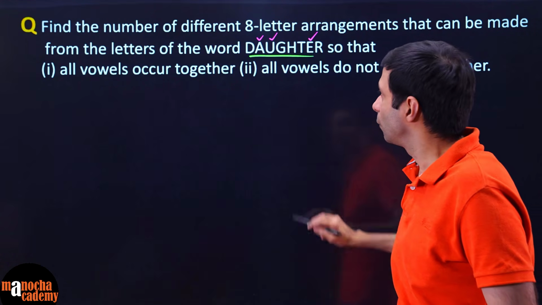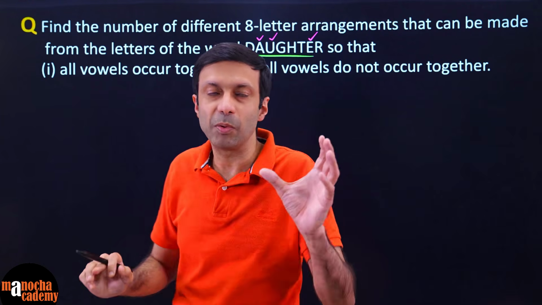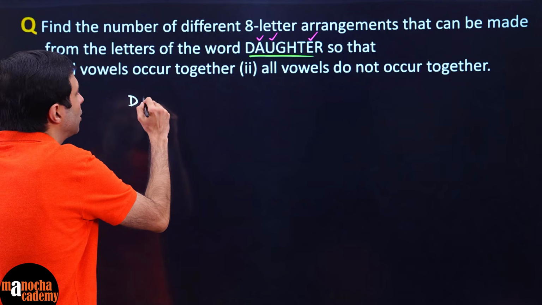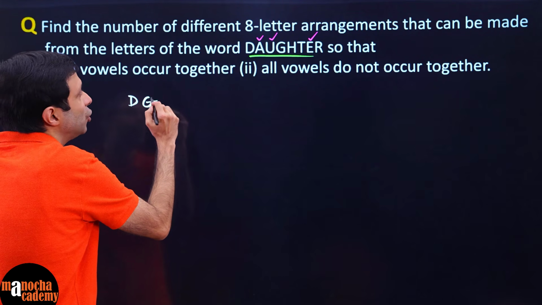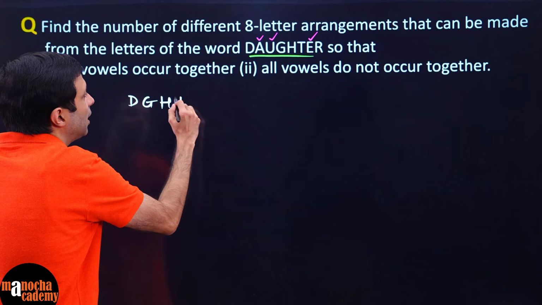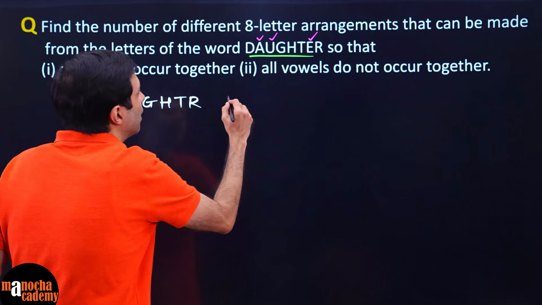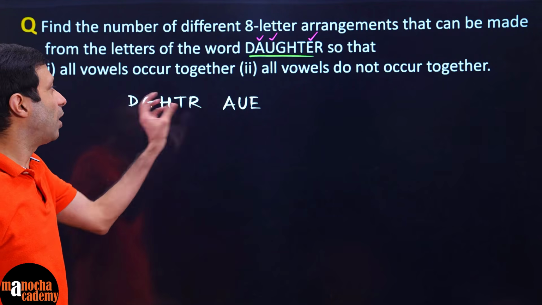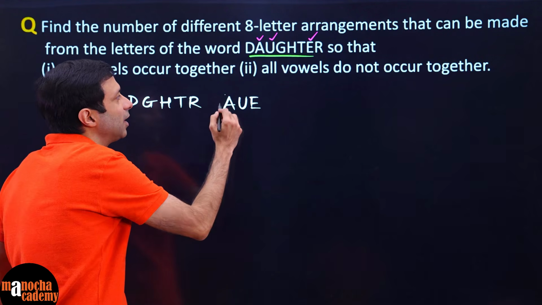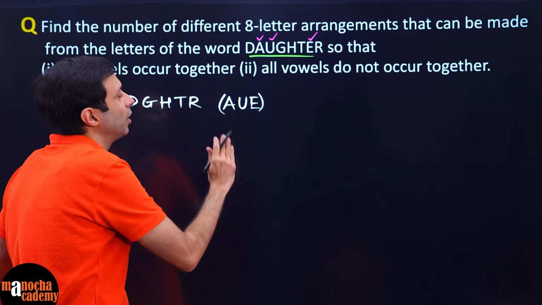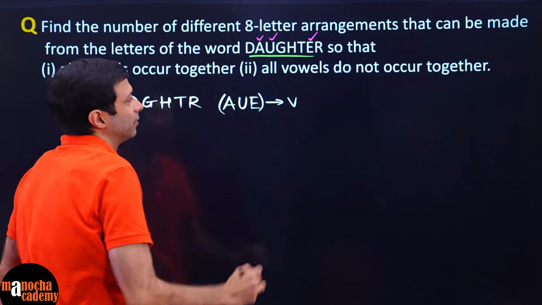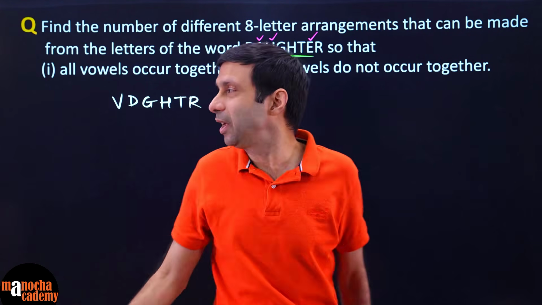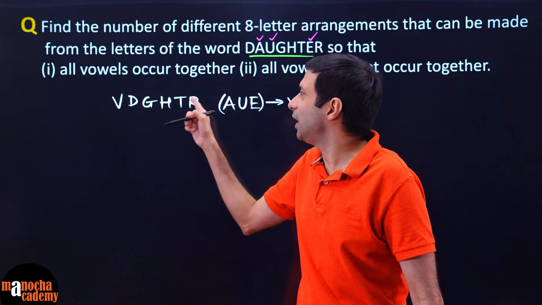So this means we want to find all the possible arrangements, but we want the vowels together like one unit. So let me separate the consonants and the vowels. So I'll have D, G, H, T, R, these 5 consonants, and the vowels are A, U and E. Now the vowels can come anywhere, so we consider them as one unit. So I'm going to call this one unit as V. So it's like we have these letters now, V, D, G, H, T, R.